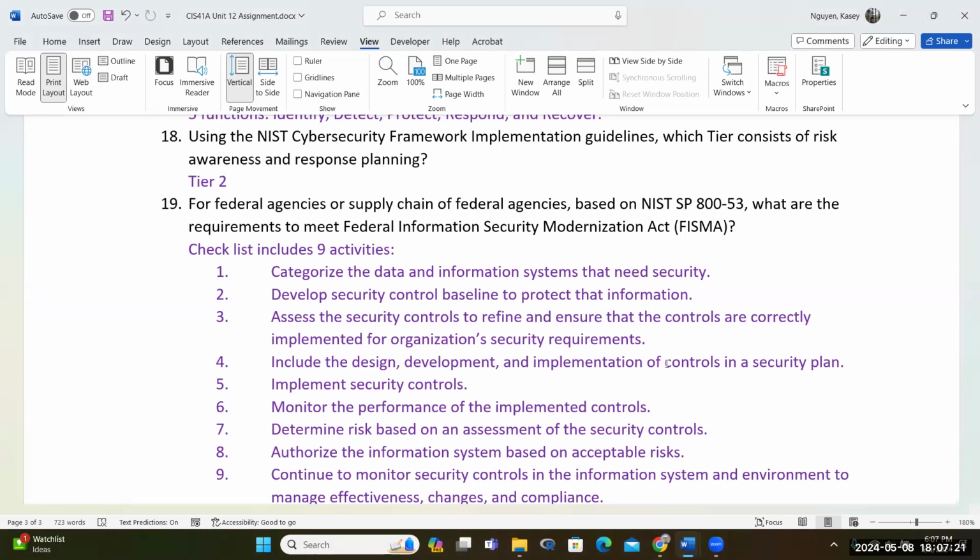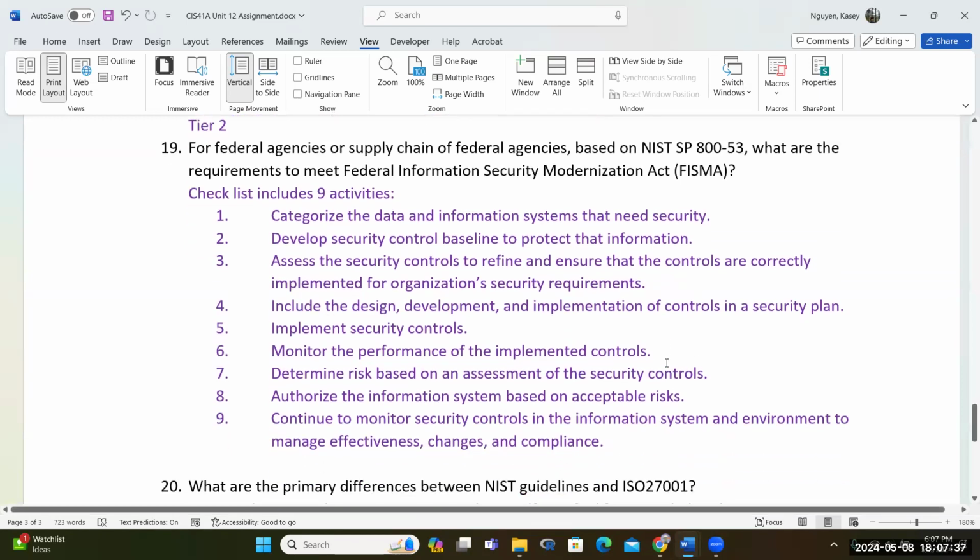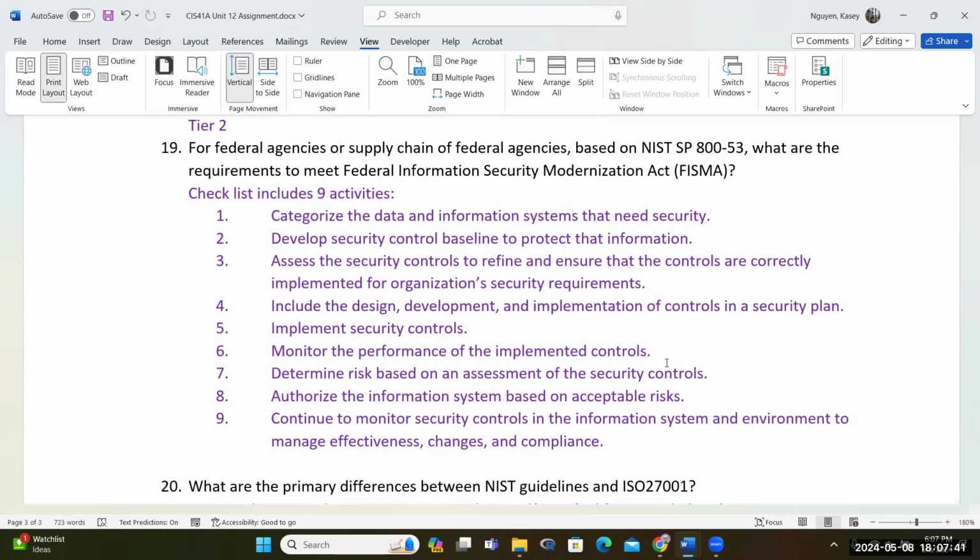So once you have the control, you would implement the security controls, you would monitor the performance and check to see how effective the control is. And then you need to determine the risk based on the security control, because nothing is perfect. So even if you have the control, there potentially might be risk from those controls or existing risks from before the control, right? We want to reduce those risks, but they still might exist.